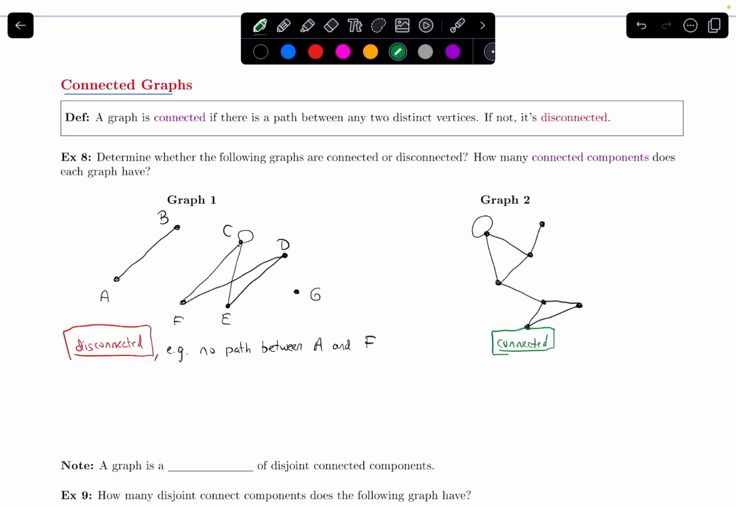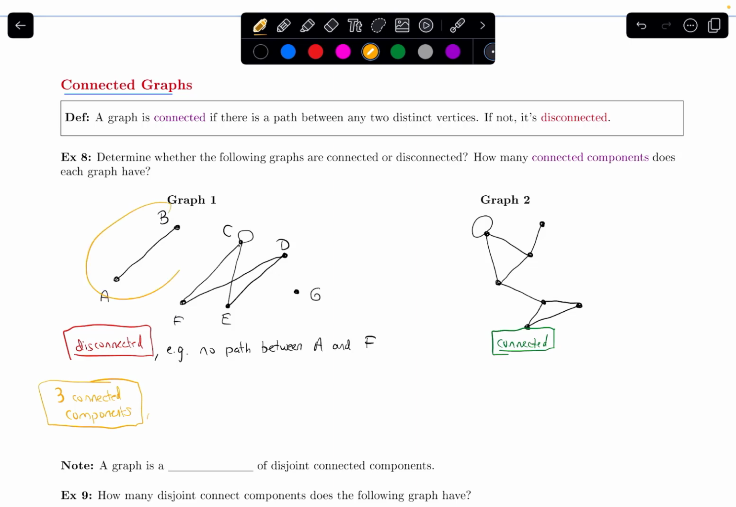So, okay, the second part of the question now asks, how many connected components does each graph have? Instead of giving a formal definition of what a connected component is, I think it's easier to describe what it is conceptually. If we think about this first graph, even though it's disconnected, how many pieces does it have that themselves are connected? Well, there's 3 of them. It has 3 connected components, 3 connected pieces that it's split up into.